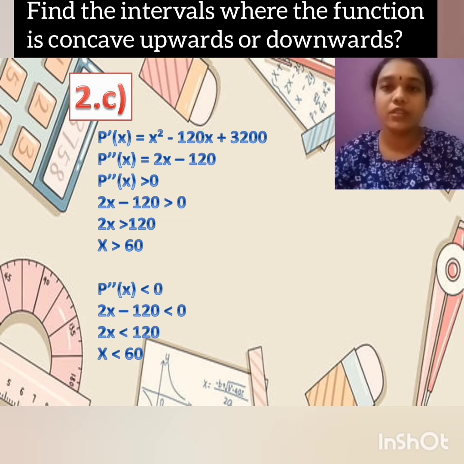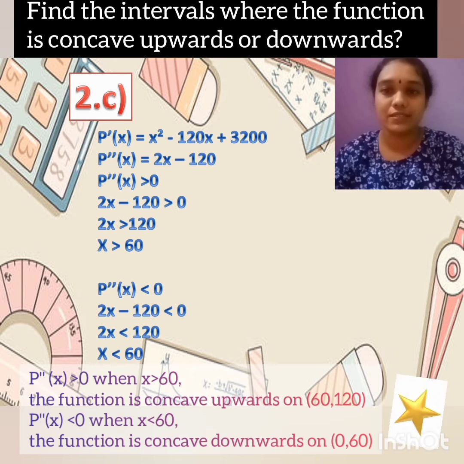2c. To find the intervals where the function is concave upwards or downwards, we want to find the second derivative of the profit function. The second derivative of the profit function is 2x minus 120. When the second derivative is bigger than 0, that is when x is bigger than 60, the function is concave upwards, from 60 until 120. When the second derivative is smaller than 0, that is when x is smaller than 60, the function is concave downwards, from 0 until 60.